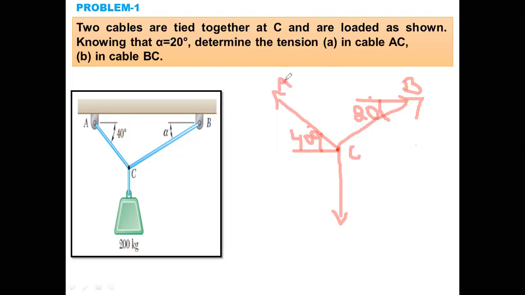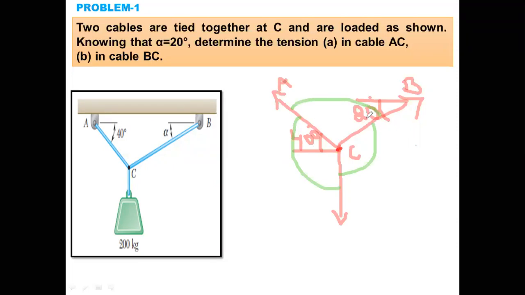To determine the tension in cables AC and BC, we have to draw the free body diagram. The free body diagram has been shown. From the free body diagram, we know that there are three forces acting at a point, so by using Lami's theorem we can easily solve the problem. What Lami's theorem says is: if three forces are acting at a point, then each force is directly proportional to the sine of the angle between the other two forces. So to apply Lami's theorem, we require the angle between the forces, so we have to determine the angle between all the three forces.